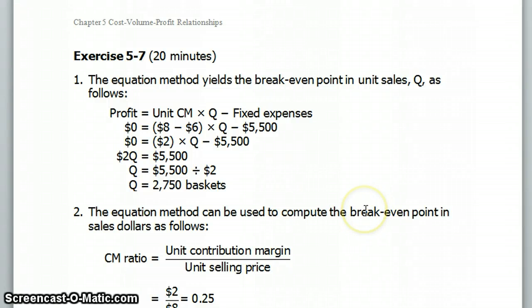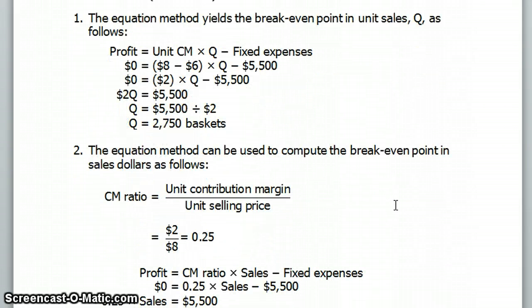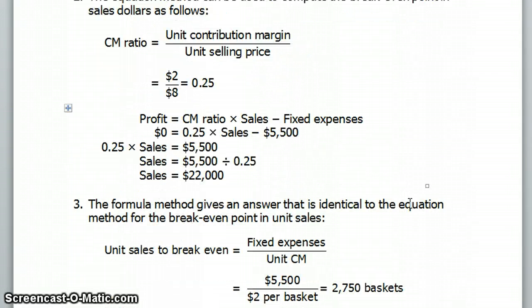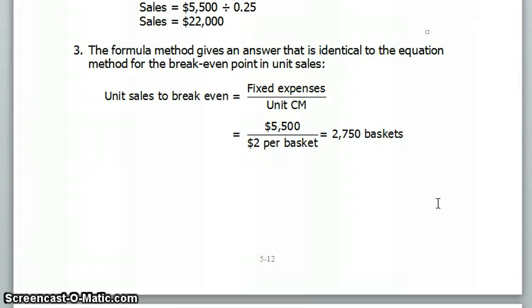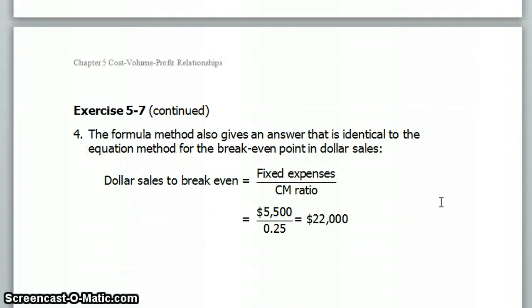We will now discuss exercise 5-7. 5-7 had 4 parts to it. The first part asks for us to use the equation method to derive the break-even point in unit sales. Part 2 asks us to use the equation method to compute the break-even point in sales dollars. Part 3 asks for the formula method to calculate break-even point unit sales, and part 4 asks for the formula method to calculate the dollar sales to break even.